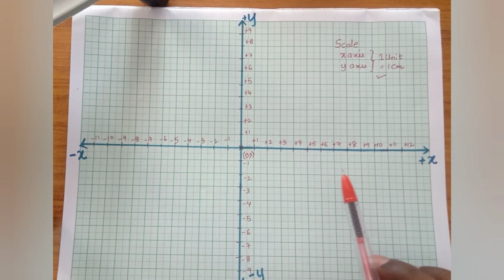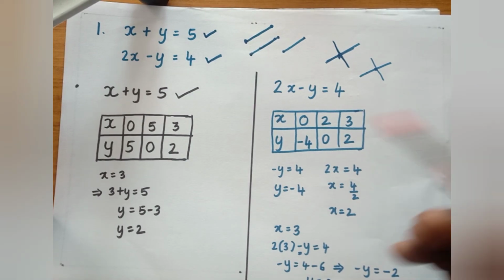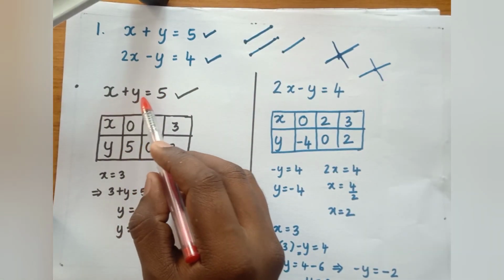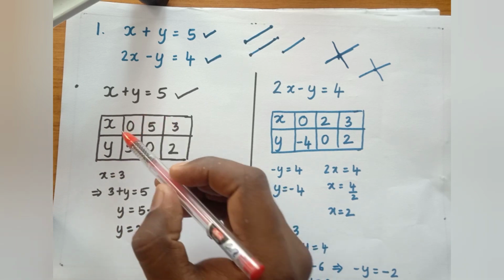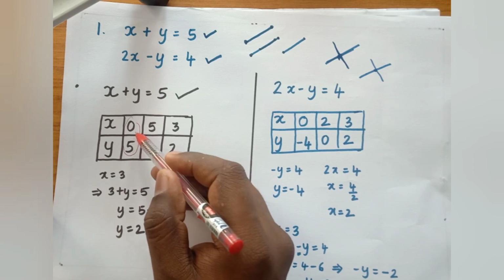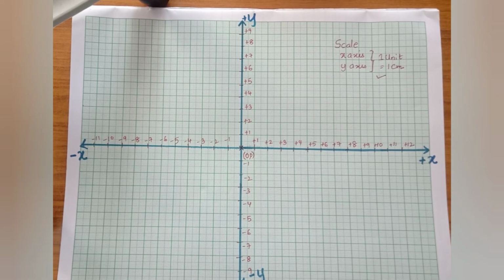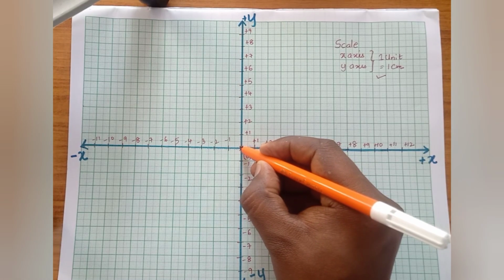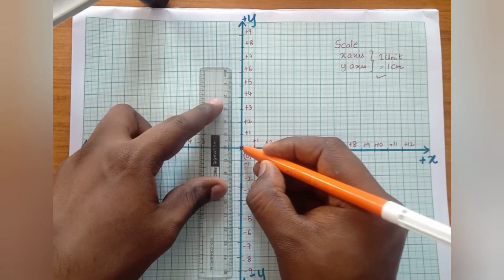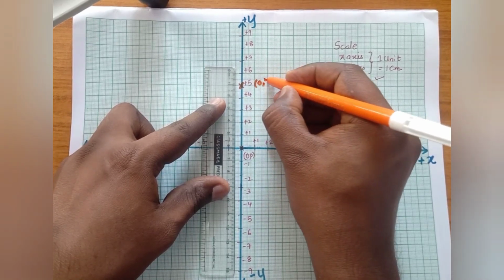Now we have formed 2 tables for 2 linear equations. Now we need to plot those points on the graph sheet. Now students, for the linear equation x plus y equals 5, we have got this table. We will plot the first point: when x equals 0, y equals 5. On the same horizontal line we should check what y is. It is here, 5. That is 0, 5.